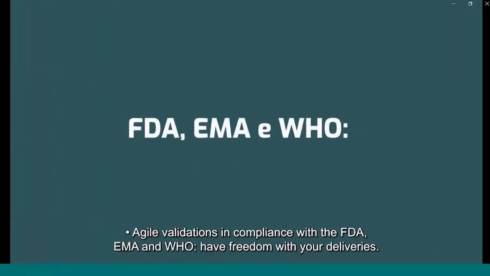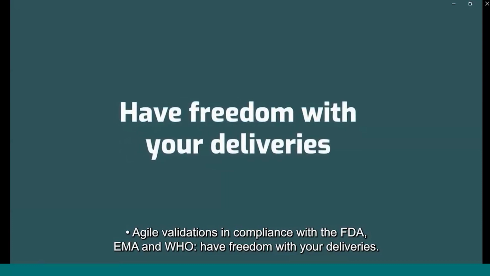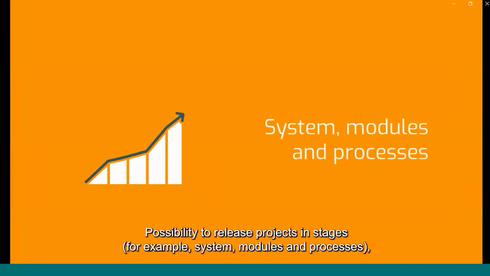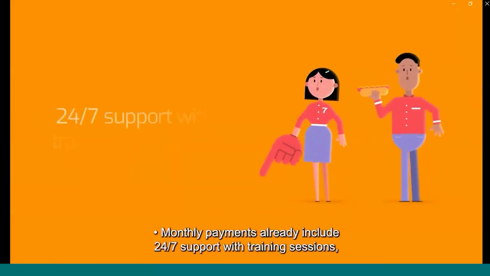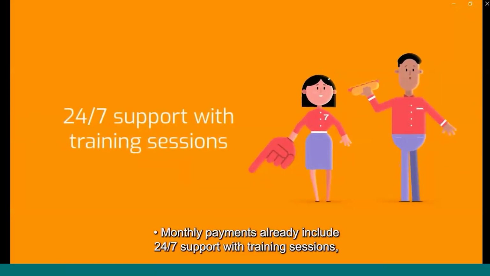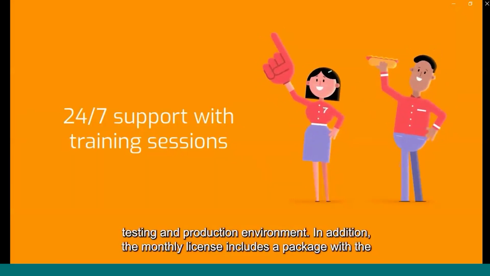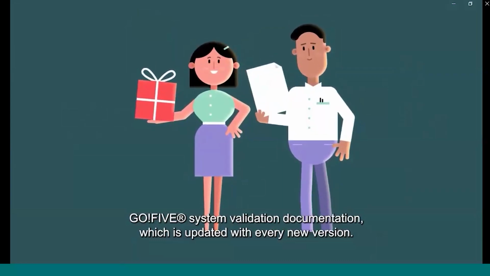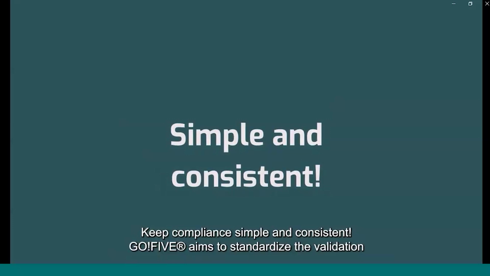Agile validations in compliance with the FDA, EMA, and WHO, with freedom in your deliveries. Possibility to release projects in stages, for example, system, modules, and processes, using what is already tested and validated before completing the whole project. Monthly payments already include 24/7 support with training sessions, testing, and production environment. In addition, the monthly license includes a package with the Go5 system validation documentation, which is updated with every new version. Keep compliance simple and consistent.